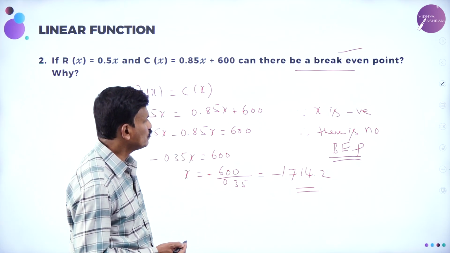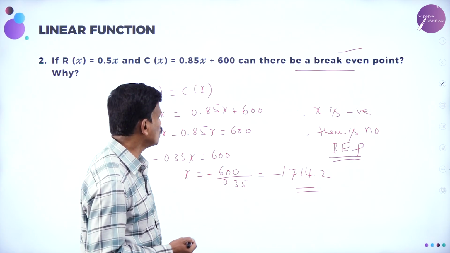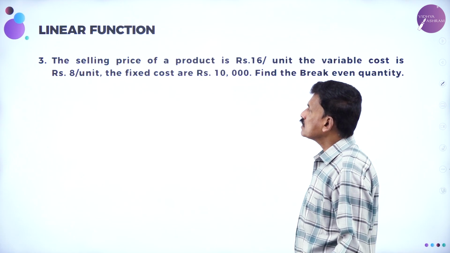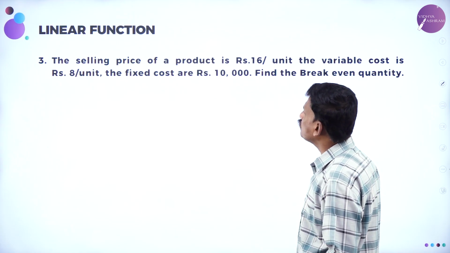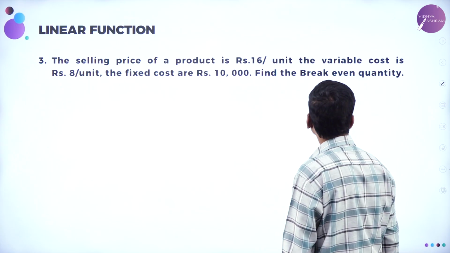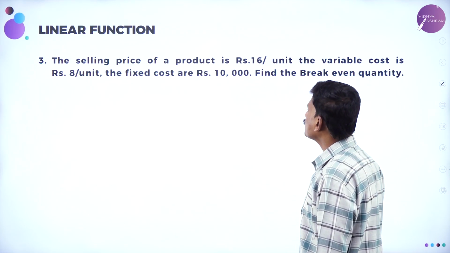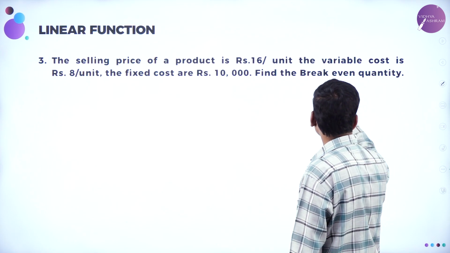Therefore, there is no break even point for this problem. Now, move on to the next problem. What is the next problem? Same. The selling price of a product is rupees 16 per unit. The variable cost is rupees 8 per unit. The fixed cost is rupees 10,000. Find the break even quantity.